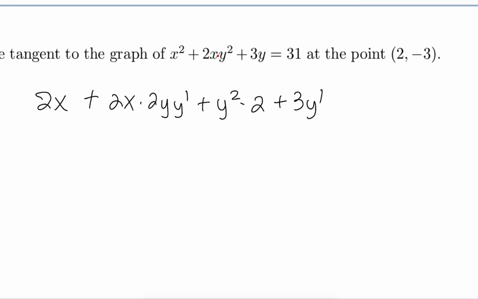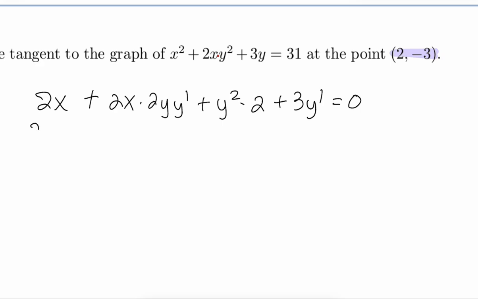And then 3y's derivative is 3y prime equals 0. So we just took the derivative, nothing fancy, okay? Now, what you're going to do at this point is up to you. But see how we have a point? Why not take out the x's and replace them with 2's, take out the y's, not the y primes, but the y's, and replace them with negative 3? I mean, they're numbers, okay?